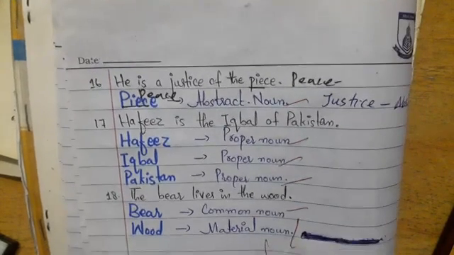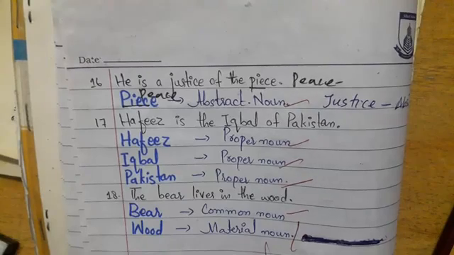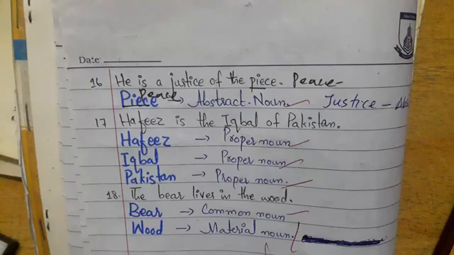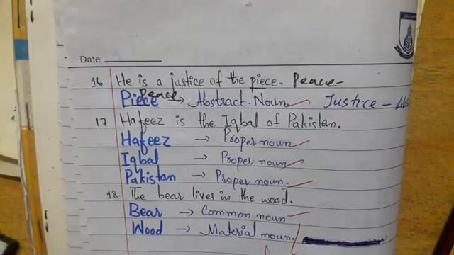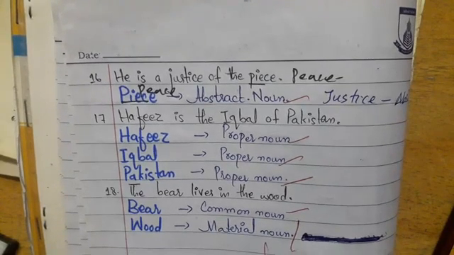Hafiz is the Iqbal of Pakistan. Here Hafiz, we are talking about a specific person, so Hafiz is a proper noun. Iqbal is also a proper noun, and Pakistan too because we are talking about a particular country. So it is a proper noun.